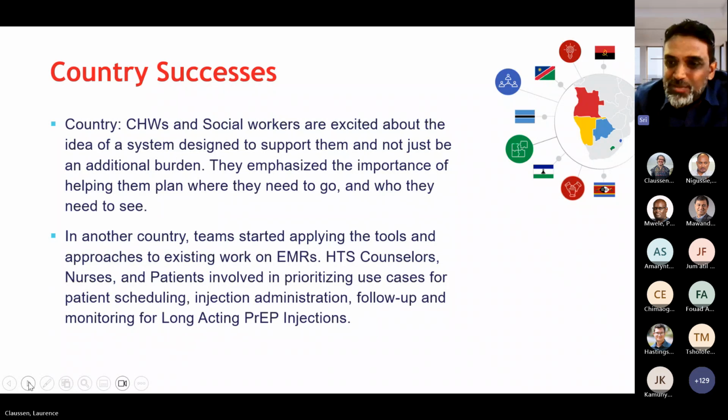In another country, while there is progress on community data systems, the tools and processes from the toolkit were also immediately applied to their ongoing facility EMR development efforts. In that case, the HTS counselors, the nurses, and the patients involved were engaged in some of that use case deliberations, and they prioritized use cases for patient scheduling, injection administration, follow-up, and monitoring for long-acting PrEP injections. Next slide, please.